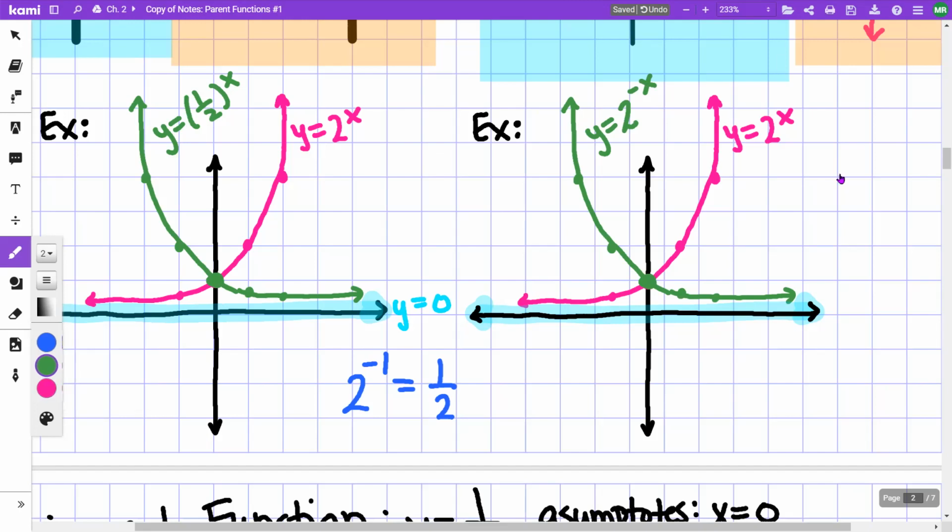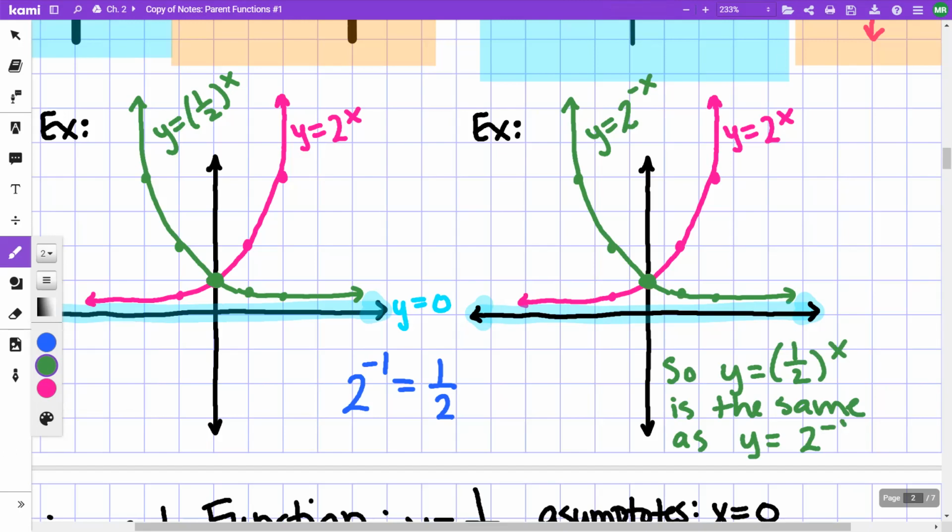So y equals 1/2 to the power x is the same as y equals 2 to the negative x. Those would be the same two graphs. I just want us to understand it.